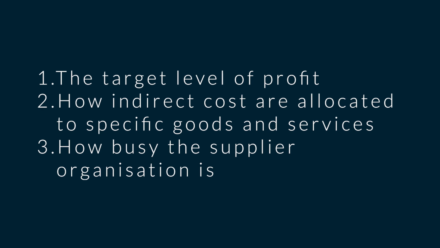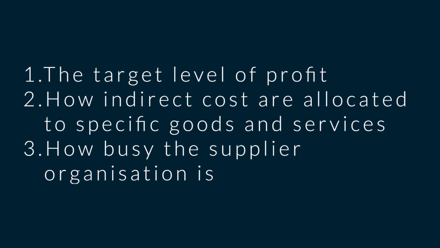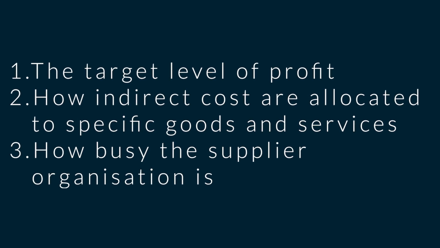Now, the thing that makes price one of the important aspects in procurement is that price is going to be affected by a lot of factors. Some of those factors include target level of profit, how indirect costs are allocated to specific goods and services, and how busy the supply organization is. For example, if they're not that busy and don't have a lot of activities going on, they've already covered their fixed cost and still have extra capacity to produce, so they can produce at a cheaper price. They don't have to worry about making more profit.